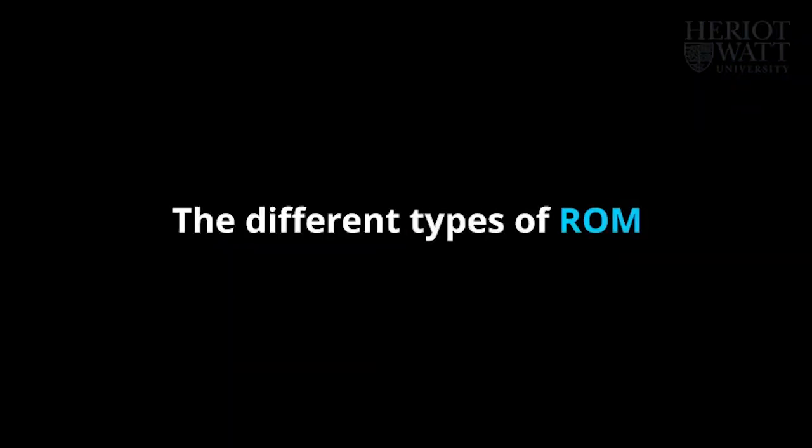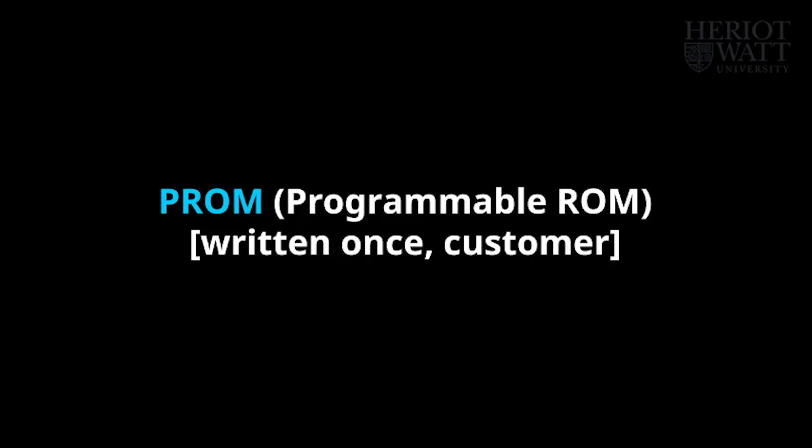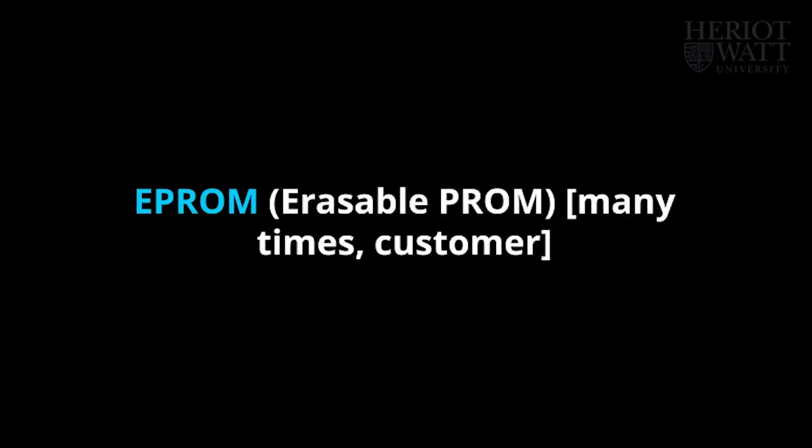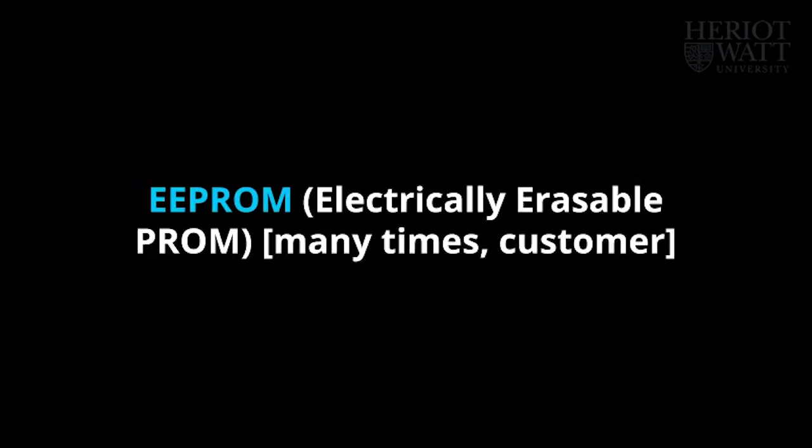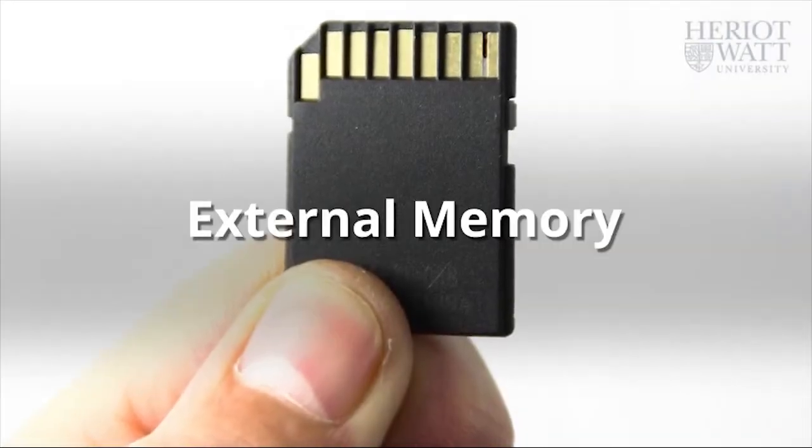The different types of ROM: ROM, written once, at the factory; PROM, programmable ROM, written once by the customer; EPROM, erasable PROM, many times by the customer; EEPROM, electrically erased PROM, many times by the customer.